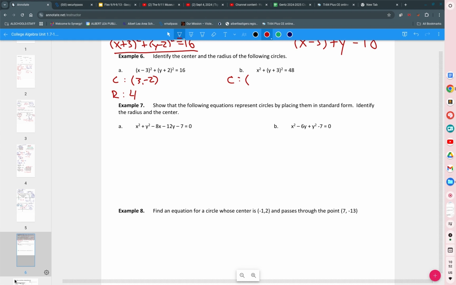Next one, center is? 0, -3. Good. And the radius, I do the square root of 48. Does anybody know the perfect square that divides evenly into 48? 16. 16 goes in 3 times, and we get 4 roots of 3.